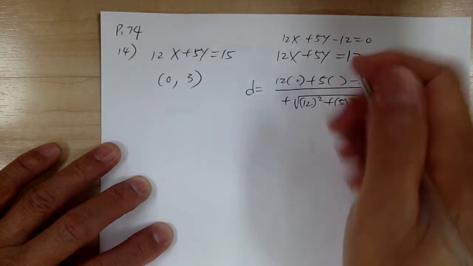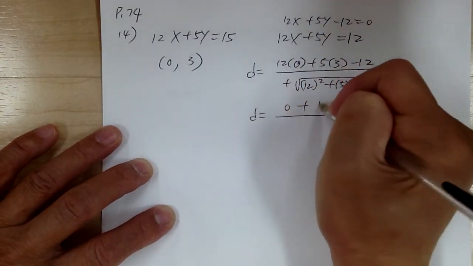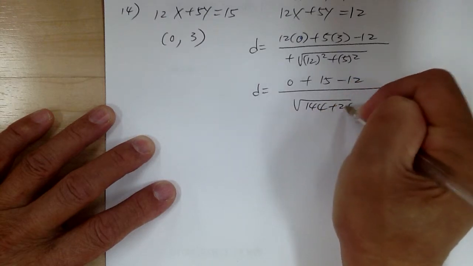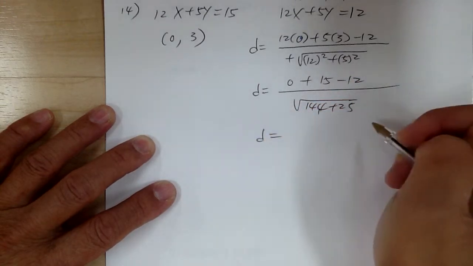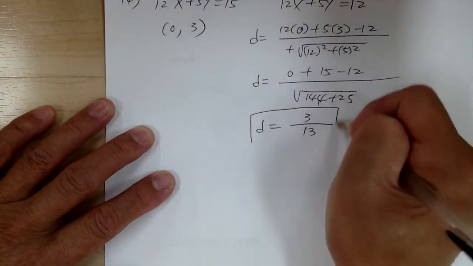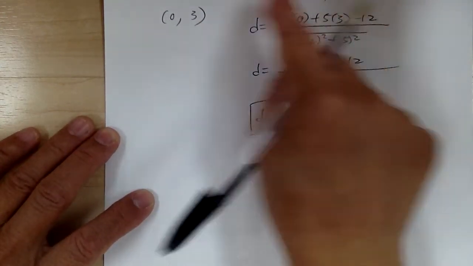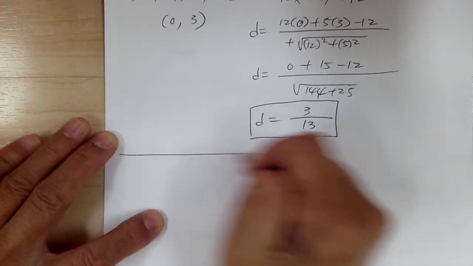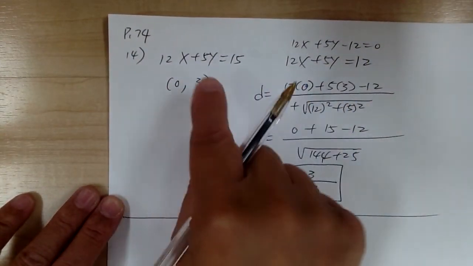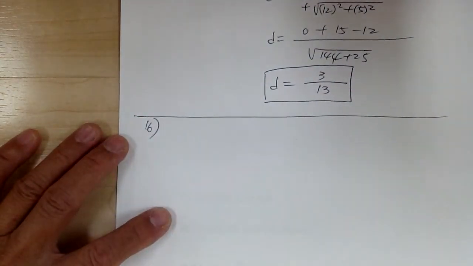So now you can put this point in here, so you've got 0 and 3. So distance will equal 0 plus 15 minus 12 over square root of 144 plus 25. So the distance will equal 3 over 13. Okay, and that's it. So you can find a point on this line and use the point and the equation formula. Again, you can do it either way. Just find an easy point on one of the lines, and it becomes a point and a line. Okay, let's go to 16.